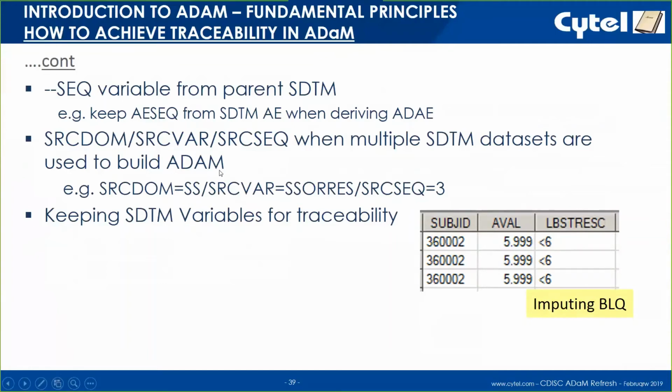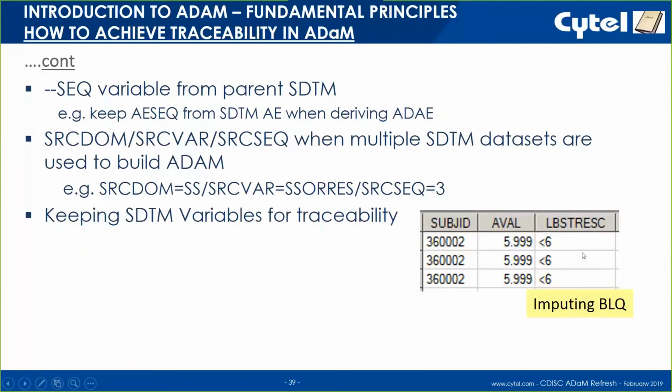Instead of copying the SEQ variable, you make use of three variables that basically say, okay, this record is coming from this dataset, in this case SS, from this record, so the third record of the subject in this SS dataset, and this is the variable I'm using to build my analysis value in ADaM. Okay, that's needed when you have more than one SDTM as a source of your ADaM. Otherwise you can simply use, for example, in an ADIE, you can simply use ASEQ. And then you keep SDTM variables for traceability whenever you make some, for example, some imputation.